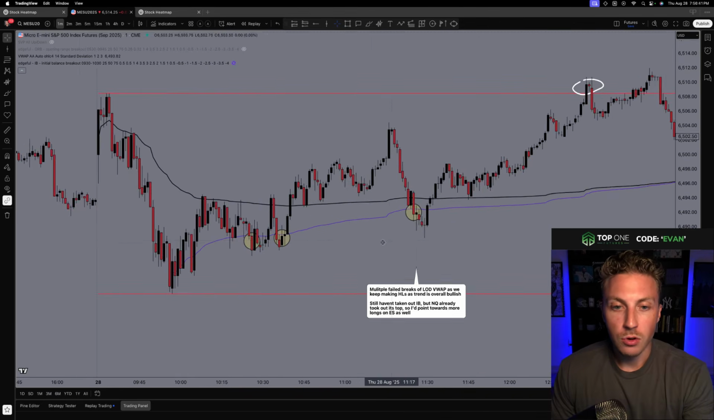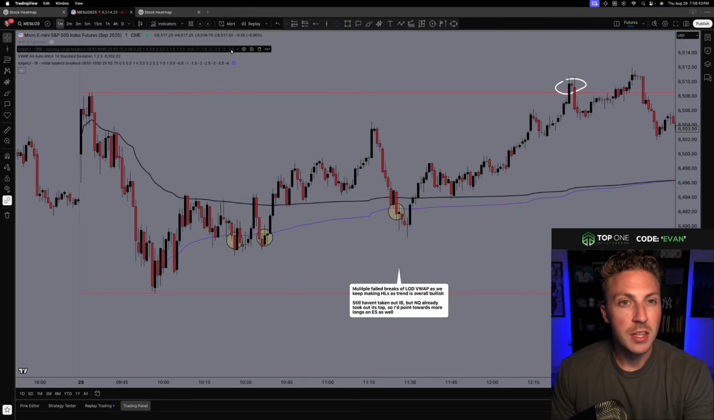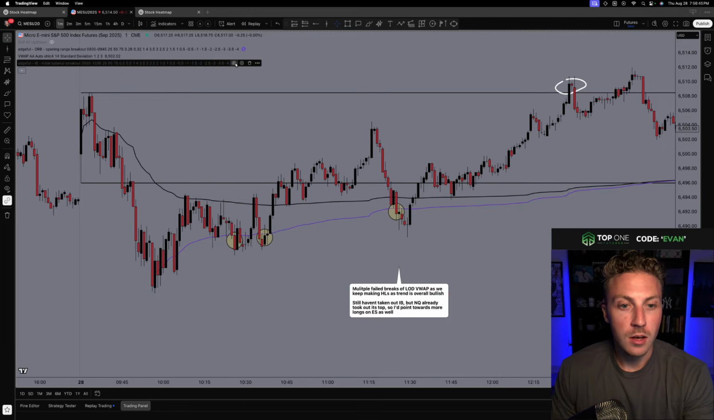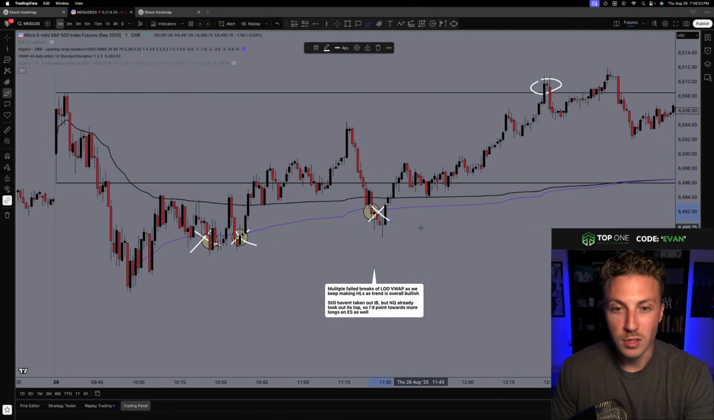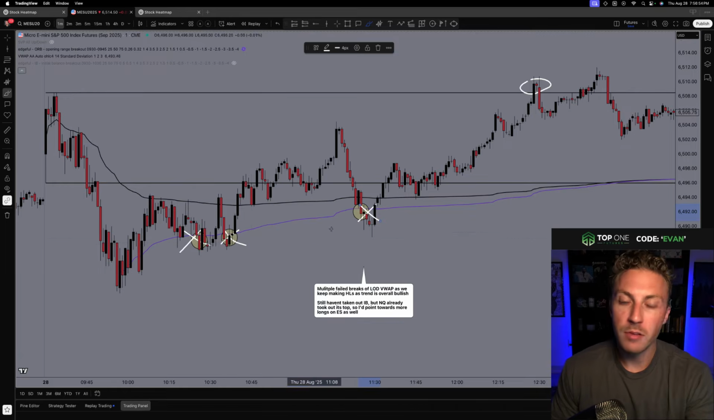This is the same thing as the notes earlier that we were discussing, just reading the sentiment of the VWAP. This is on ES again. Just notice all these failed breaks of the low of day VWAP, right? Sellers try to take control. They really, really can't. And you know the 15 minutes is bullish.